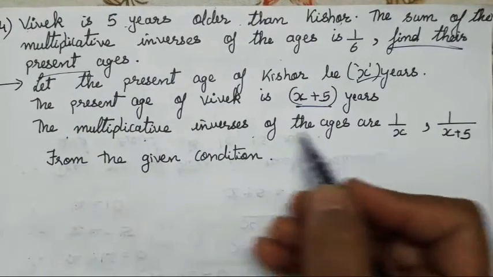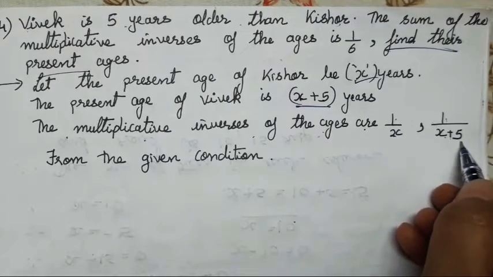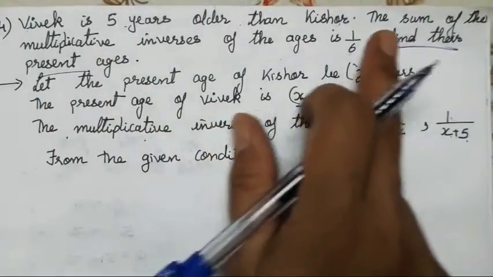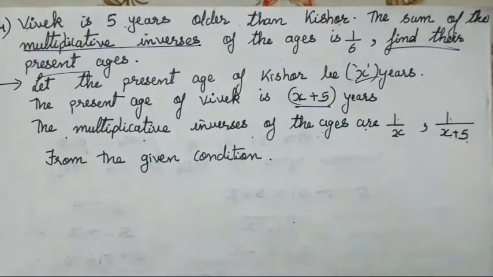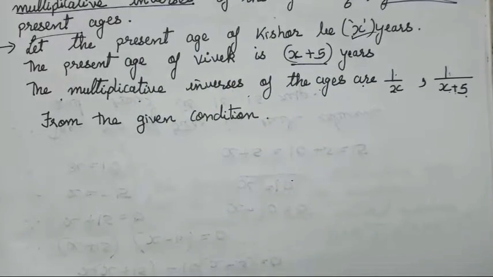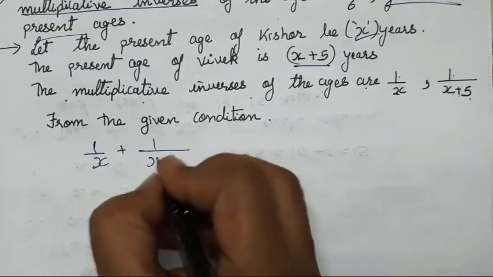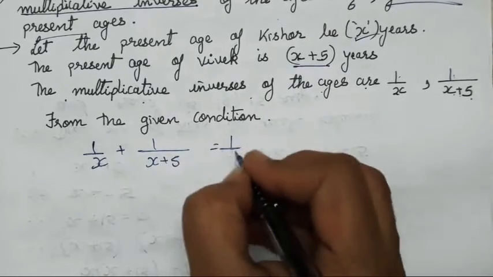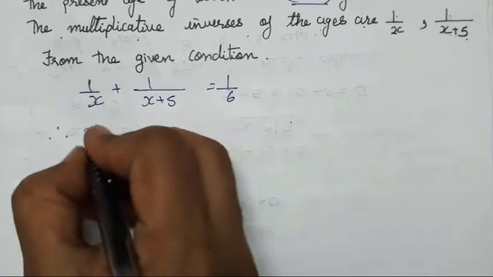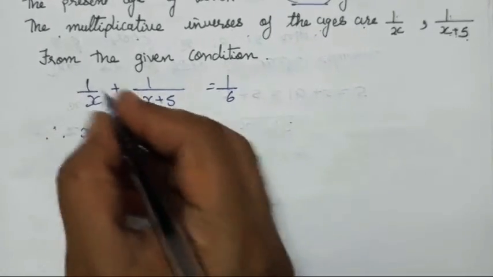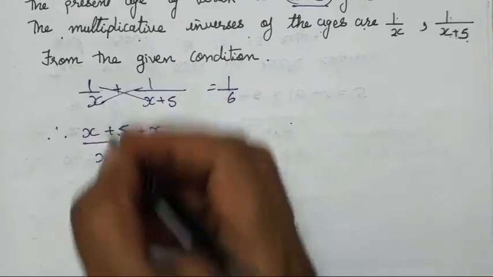The multiplicative inverse of ages is 1/x and 1/(x plus 5). Okay, so the sum of the multiplicative inverse is given. Therefore, we have to take it in the form of fraction. This question is very much important, children. So from the given condition, 1/x plus 1/(x plus 5). Forming of equation is important, as I said, and it is very easy. If you all follow the steps from the question, it will be very easy. Now what I have done is cross multiplied it in this way. And x, I have done this cross multiplication.